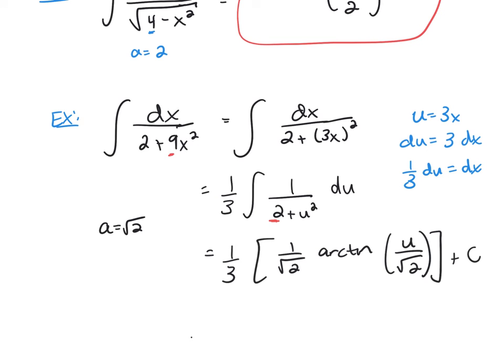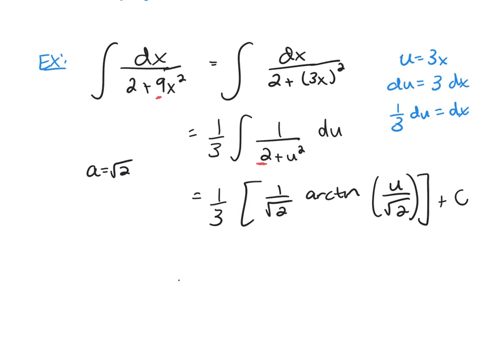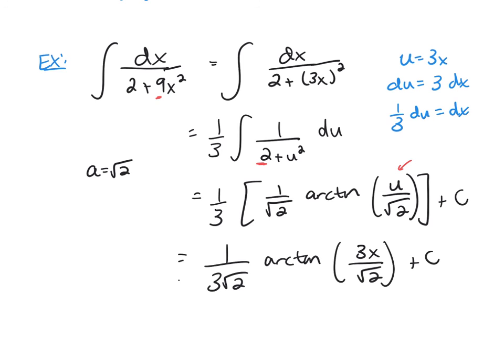plus c. And the last thing we need to do is get rid of that u that's up here. I need my answer in terms of x. So I'm getting 1 over 3 square root of 2, arctangent of 3x over the square root of 2 plus c. And there is my integral right there.